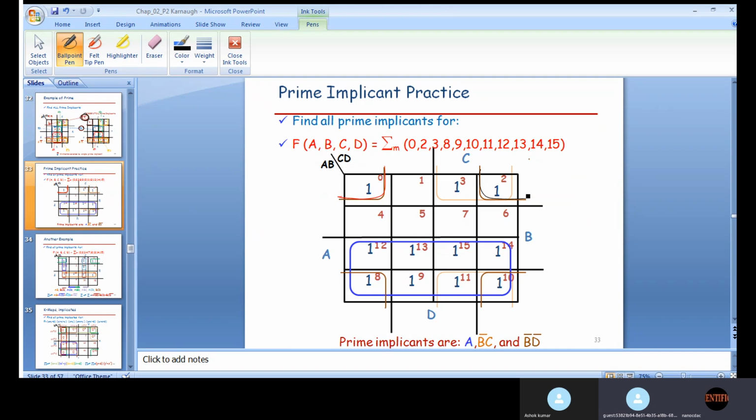So this is... So for this, what is the equation that comes for this corner? If you are grouping these 4 corners together, what is the product term of these 4 corners? You just tell me.